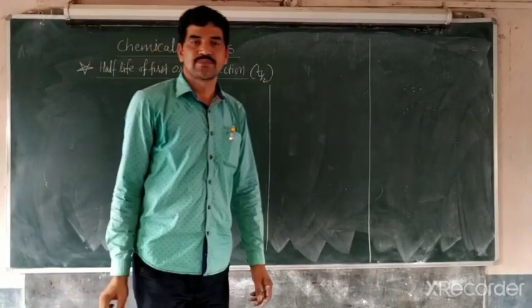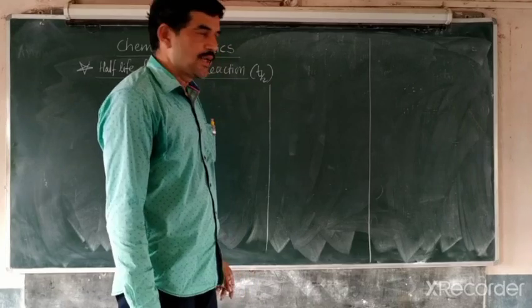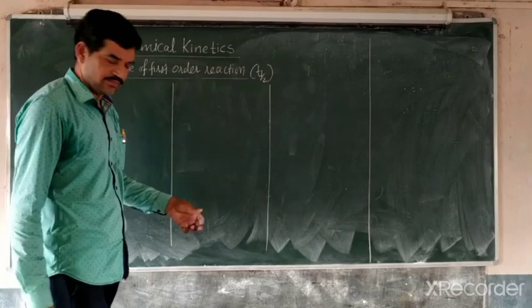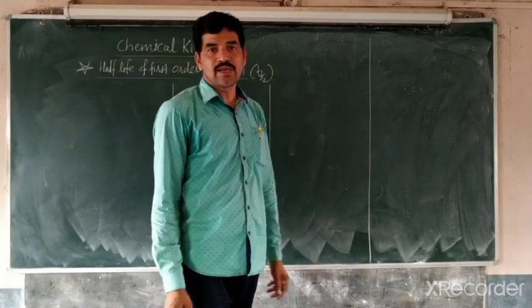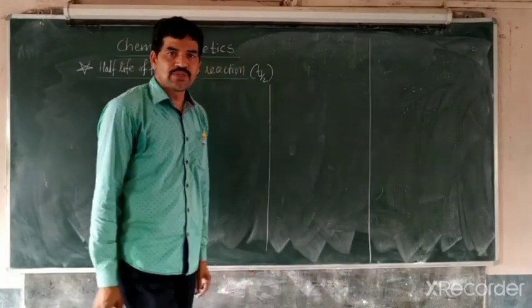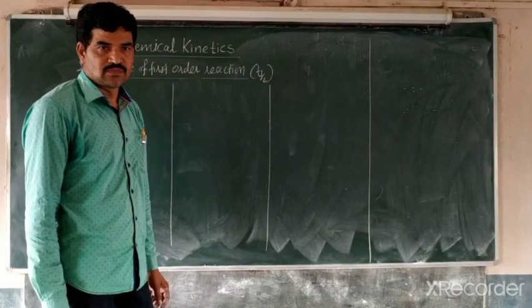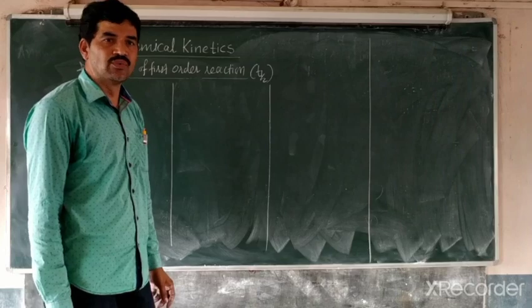Good morning, students. In chemical kinetics, today we are going to study the half-life of first order reaction. So, half-life of any chemical reaction is the time which is required to decrease the concentration of that reactant to half of its initial value.